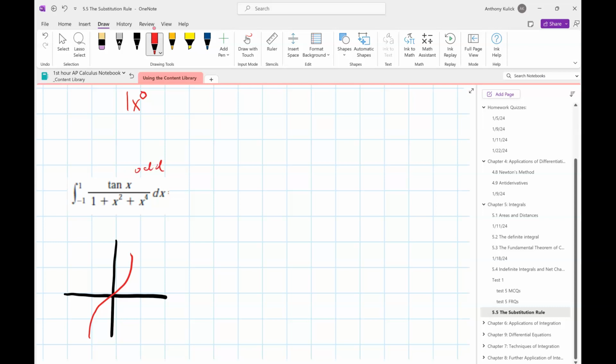What's the denominator? Even, because the degree of each term is 0, 2, and 4. So that's an even function. If I take an odd and divide it by an even, what kind of function am I going to get?